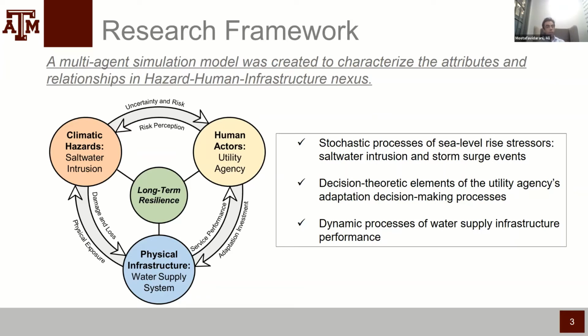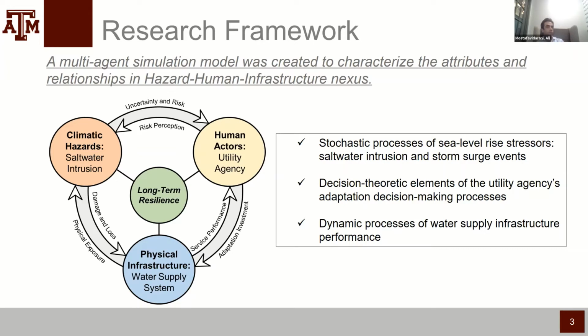So I'll go ahead and demonstrate the model and its components that we developed in the context of sea level rise impacts on water supply infrastructure in coastal communities, and talk about how we model each of these components: the climatic hazards, human actors, and physical infrastructure and their interactions. We create a complex system model that provides a decision dashboard that decision makers and planners can use to evaluate different scenarios.